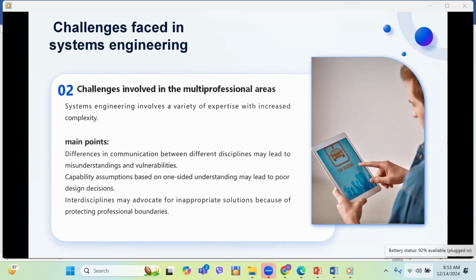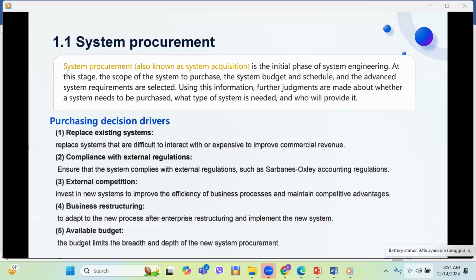2. Challenges involved in multi-professional areas. Systems engineering involves a variety of expertise, with increased complexity. Main points. Differences in communication between different disciplines may lead to misunderstandings and vulnerabilities. Capability assumptions based on a one-sided understanding may lead to poor design decisions. Different disciplines may advocate inappropriate solutions because of protecting professional boundaries.